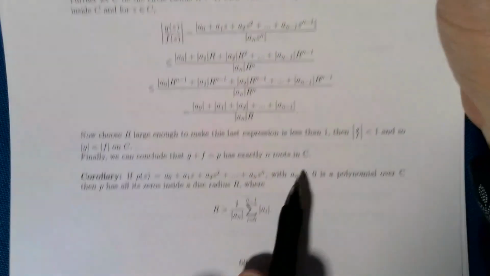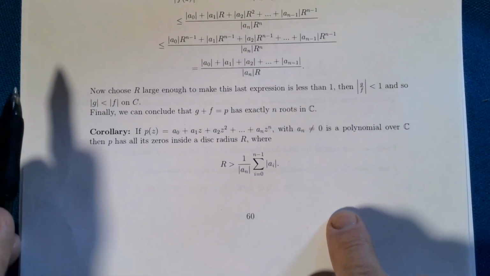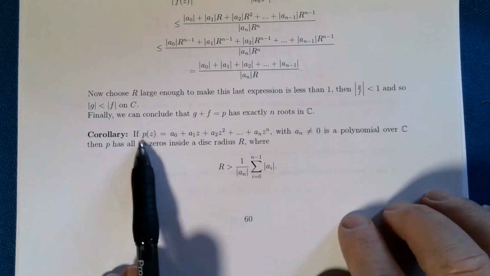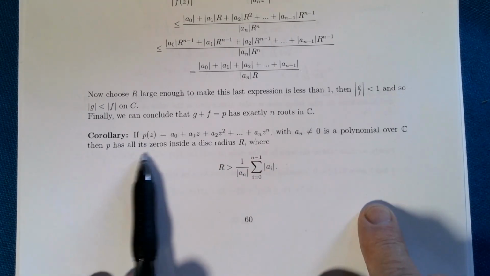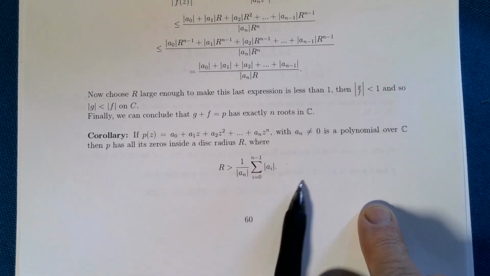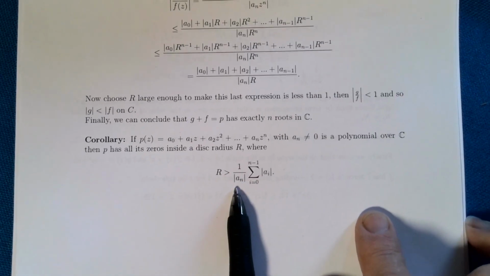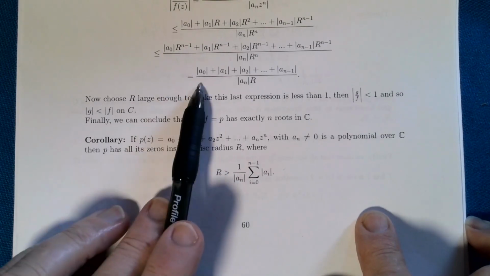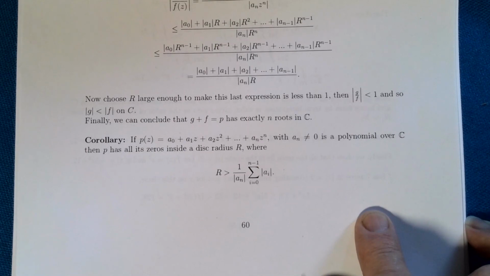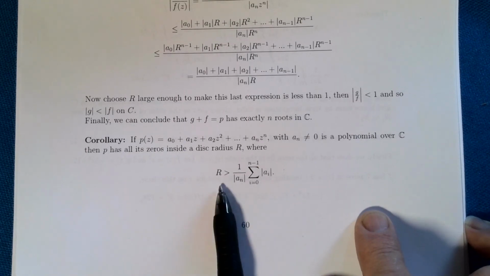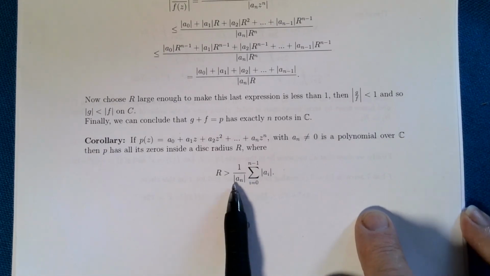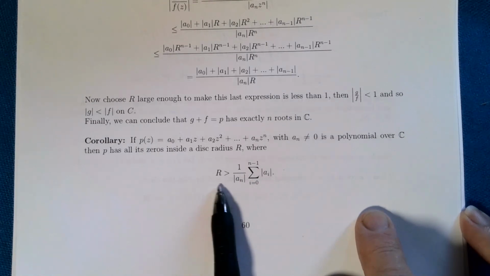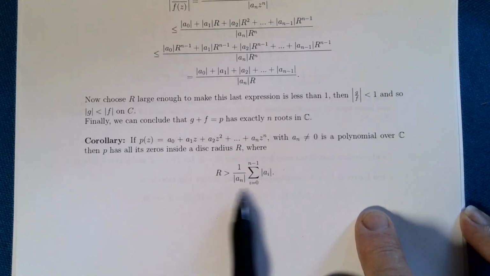Little corollary to that, I won't do a proof of this, but it follows immediately from that, is if you've got this polynomial with a_n not naught, then p has all its zeros inside a disk of radius this thing. And in fact, that follows immediately from what we did up here. So we actually get some bound on how big a circle you need to take in order to guarantee that all the zeros are inside that circle. How good this bound is another question, but certainly within this bound all the zeros occur.